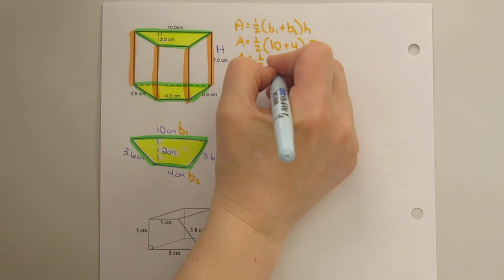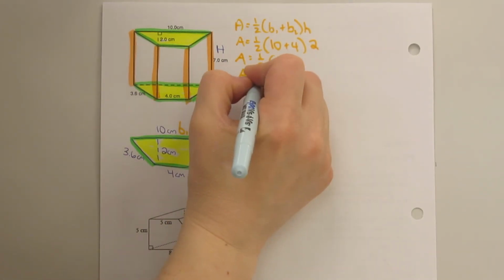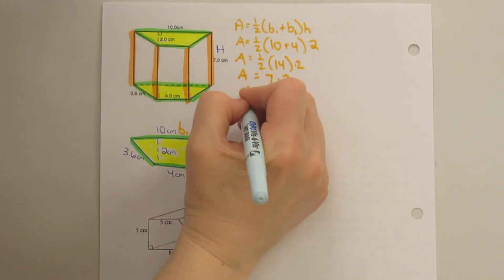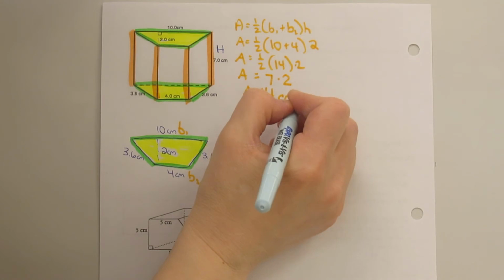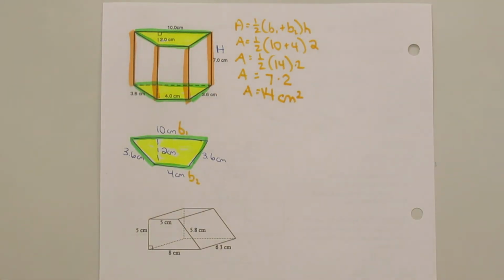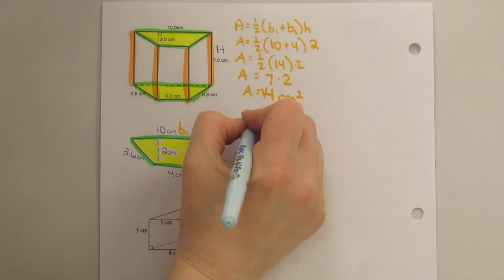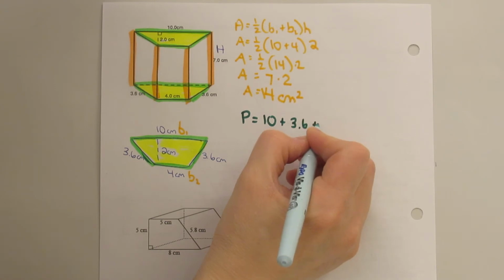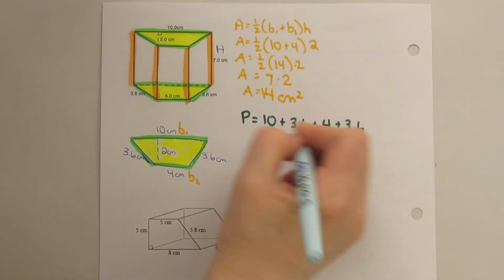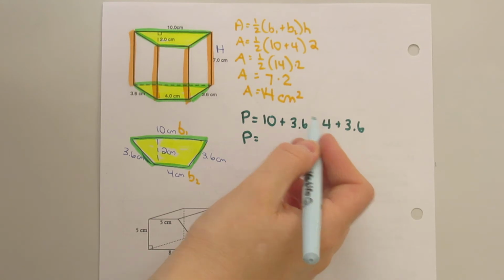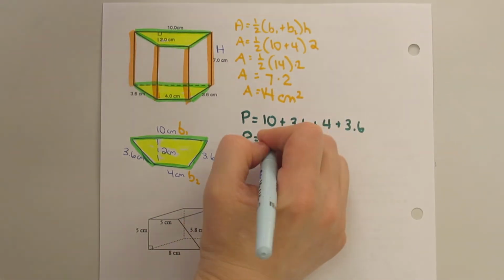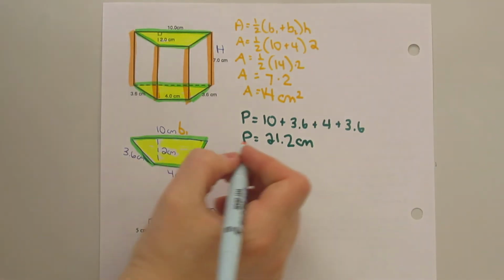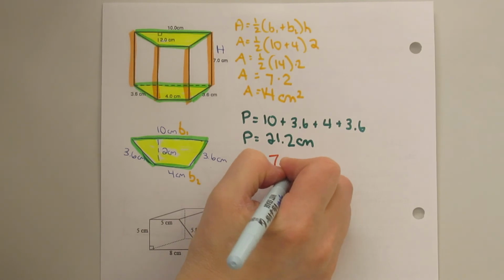So 1/2, 10 plus 4 is 14, times 2. Half of 14 is 7 times 2, because I haven't used the times 2 yet. And that makes 14 centimeters squared, the area of the base. Perimeter of the base, add up the sides on the trapezoid. 10, 3.6, 4, 3.6. So 10, 14, 15, 16, 17, 18, 19, 21.2 centimeters. And capital H, overall height of the prism, 7 centimeters.